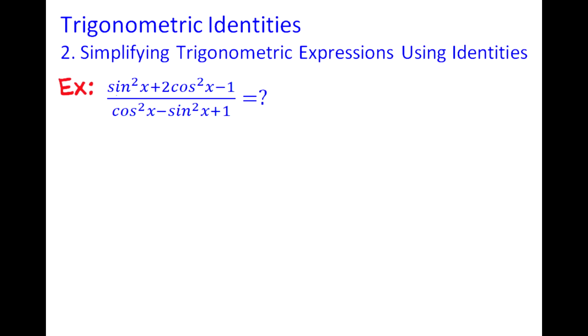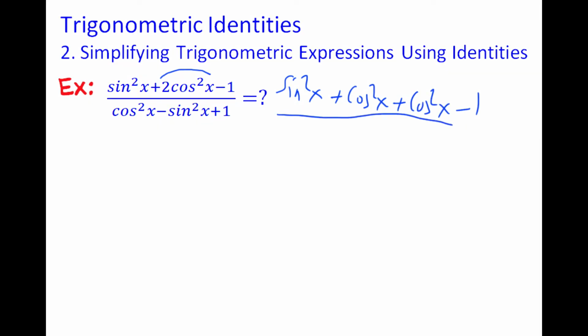In this question, we have sine square x plus 2 cosine square x minus 1, divided by cosine square x minus sine square x plus 1, and that is equal to what? Here, what I'm going to do is we have 2 cosine square x here, right? So I'm going to write it as 1 cosine square x plus 1 cosine square x. And once we do it, we're going to have sine square x plus 1 cosine square x plus another cosine square x minus 1, divided by, and in the denominator we have 1 here, right?